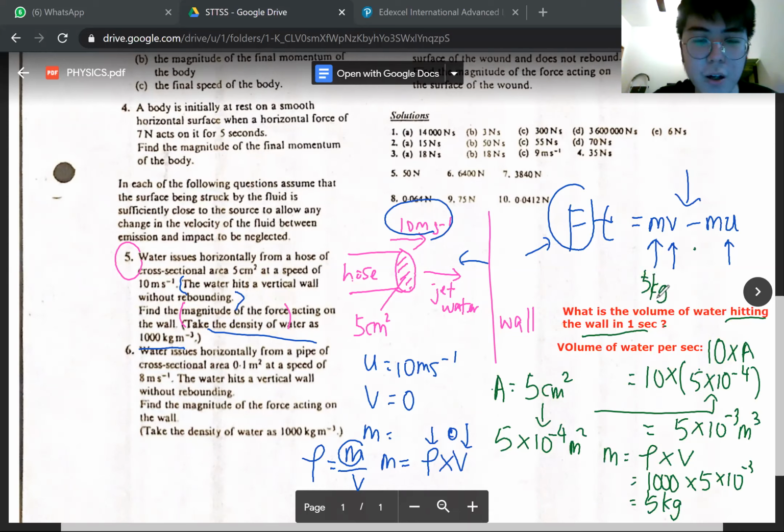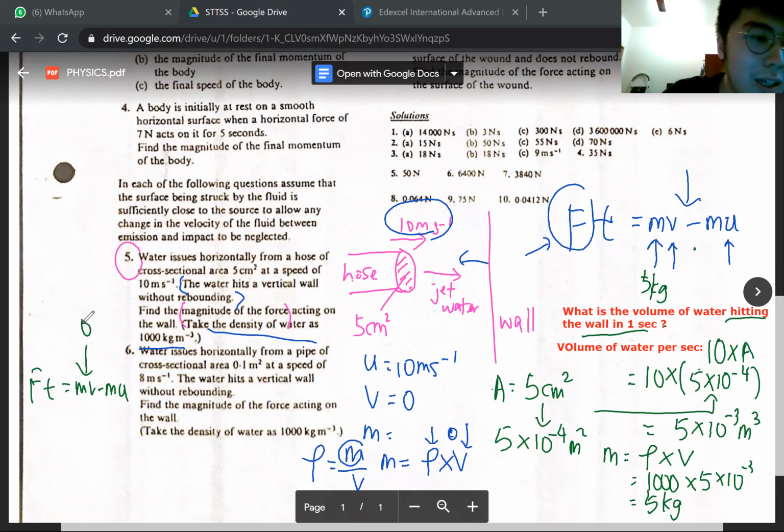So you got everything already. Now you can just calculate the force. How do you calculate the force? Now Ft, I write it on the left-hand side here. So Ft equals mv minus mu. Now I already know v is 0. So mv is 0. So we are left with Ft equals negative mu. Now equals negative mass is 5 kg, initial velocity is 10.